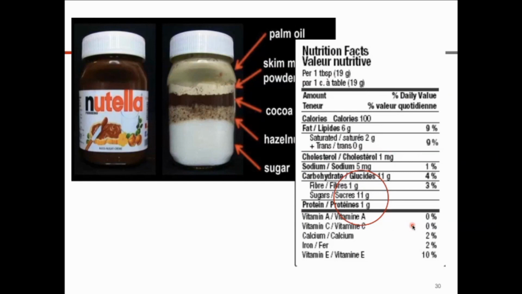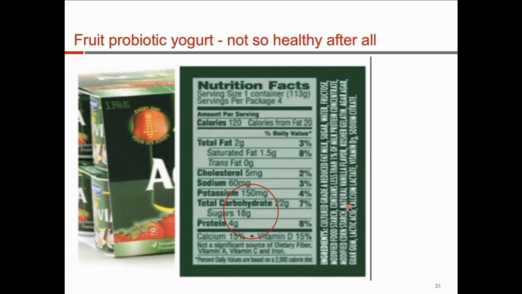Nutella, how we all love Nutella. But 1 tablespoon has 11 grams of sugar, which is about 3 teaspoons. And most people don't stop at 1 tablespoon of Nutella if they're going to use it.